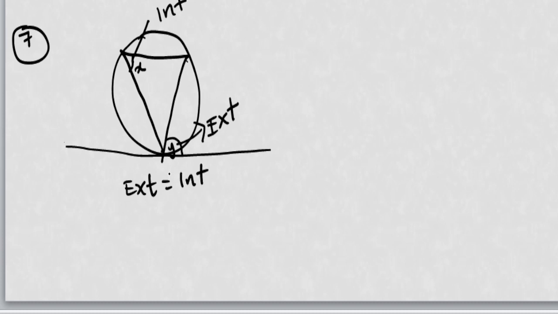So if a chord is drawn, then once that chord touches the tangent, we are saying the exterior angle that is made should be equal to the opposite interior angle. Right, so this can be called an alternate segment. So it forms what we call an alternate segment. So this simply means x should be equal to y. Very important.